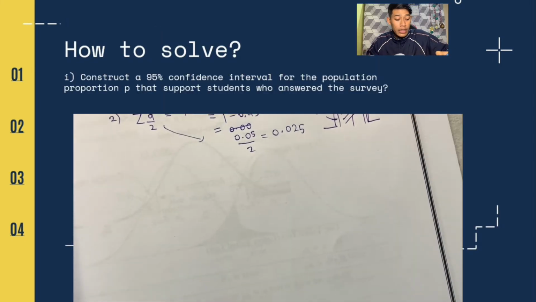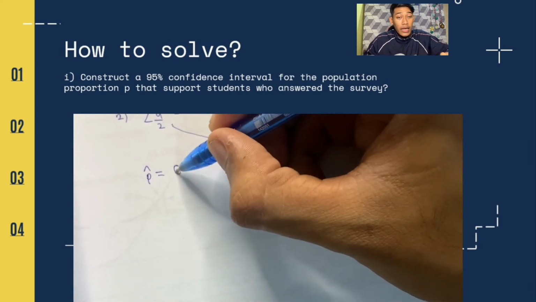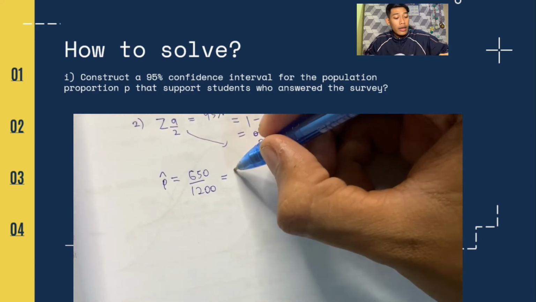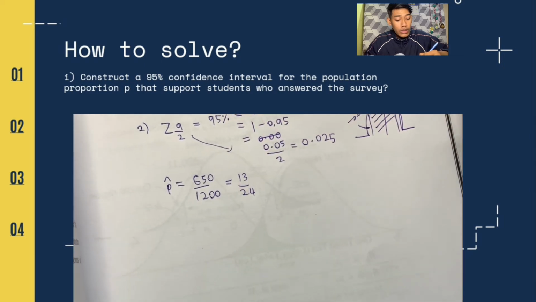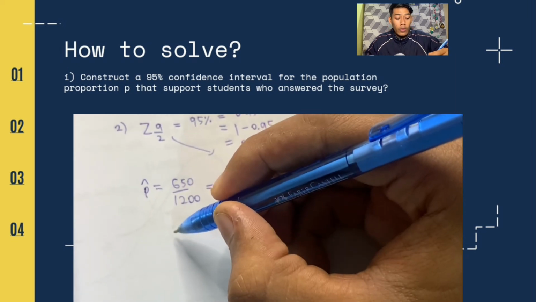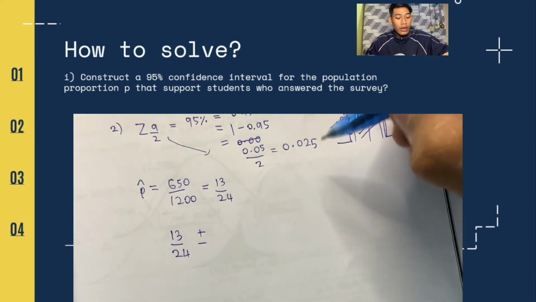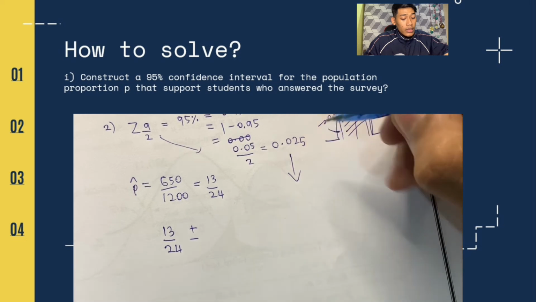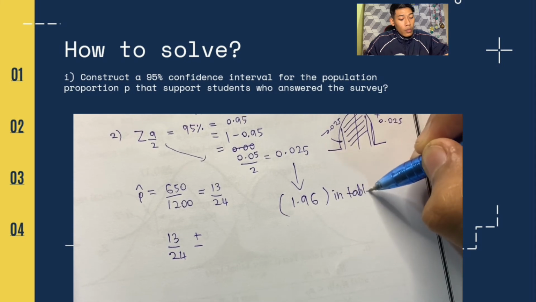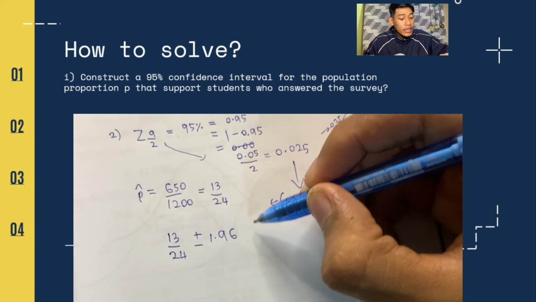The P proportion we can find by 650 divided by all of the students. So 650 divided by 1,200. The answer is 13 divided by 24. It's just the P proportion. Okay, so the value in the table we get is 1.96, right? Okay, 1.96, we get the significance number here.